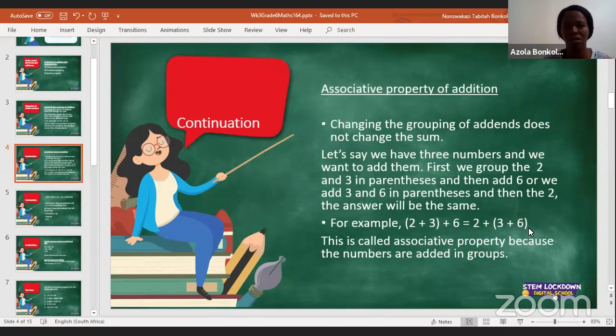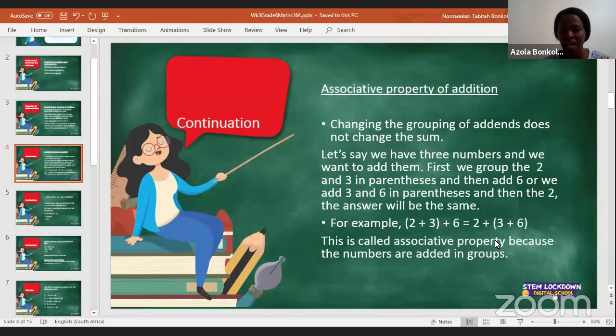All right, the parenthesis normally tells us we must first work with the numbers that are in brackets. So now we are going to say 3 plus 6, it is equal to 9. 9 plus 2, it is equal to 11. Do you notice that we get the same answer on both sides?